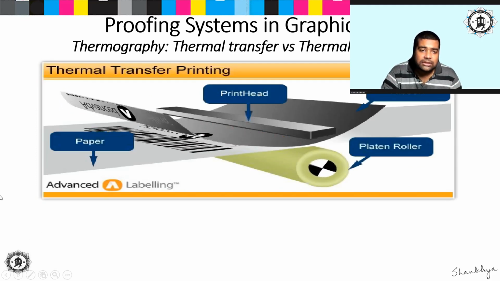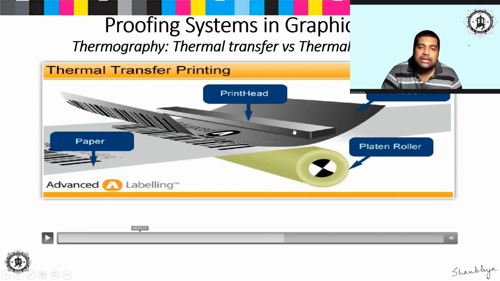This is your thermal transfer. You see, this is the heating material and this is the ribbon. The ribbon and the heating material come in contact with the paper, and wherever the heating material comes in contact with the ribbon, the ink from that region melts away and gets transferred onto the paper, right? This is thermal transfer.